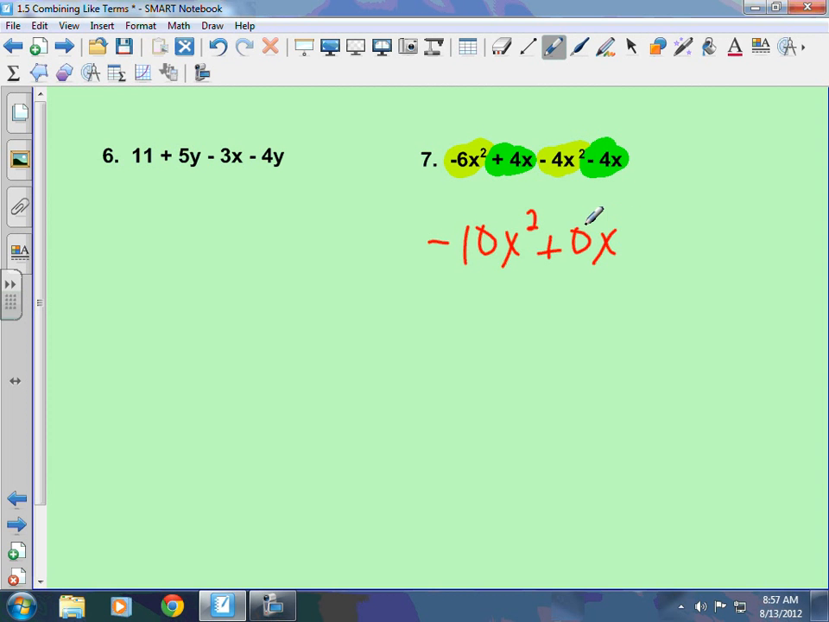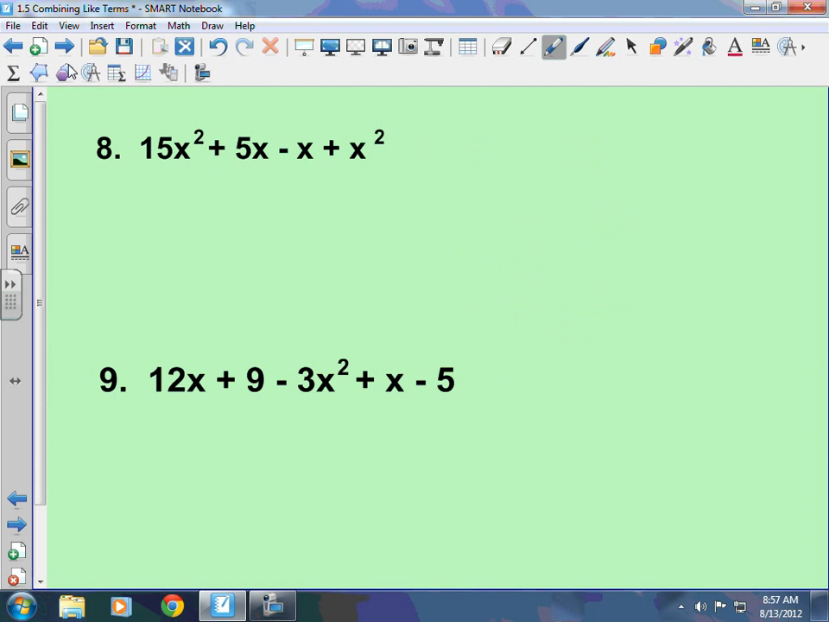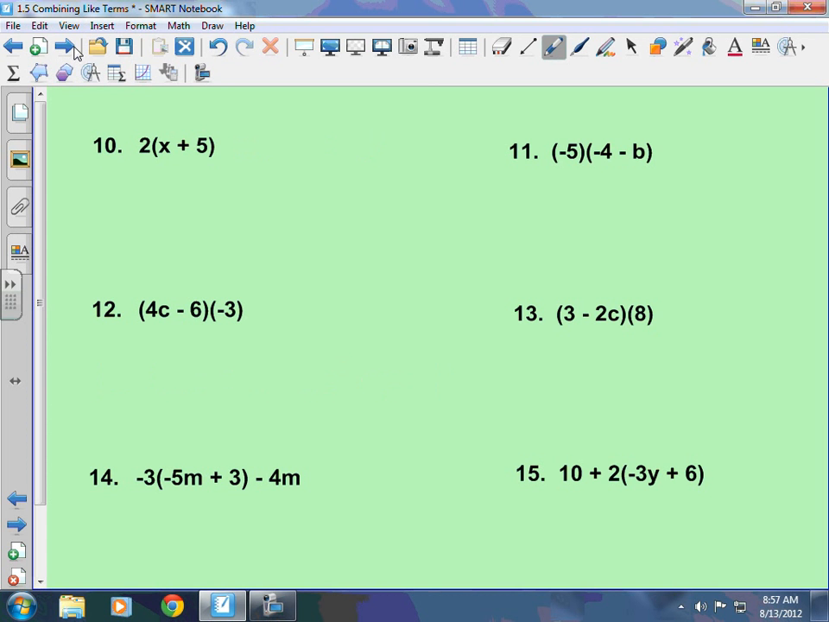Now, if you write this, I will not count it wrong. But what is 0x? 0x is nothing. So your answer is really negative 10x squared. Okay? But if you write the plus 0x, that's fine. Okay, so you should be able to do 8 and 9.